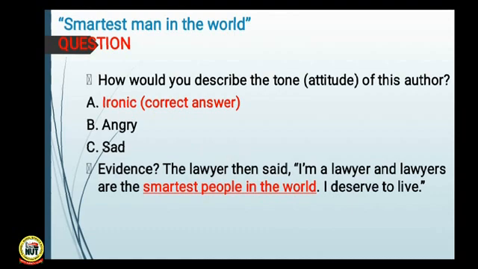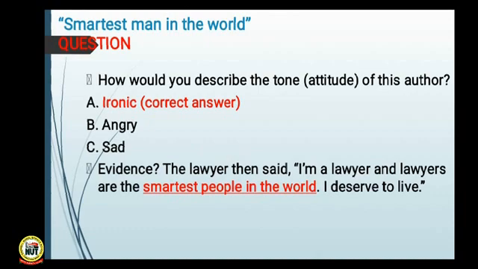We are looking at the smartest man in the world as the title of the passage. But the act displayed by the lawyer, is it an act of smartness or an act of foolishness? You understand? The lawyer then said, "I am a lawyer and lawyers are the smartest people in the world. I deserve to leave." So the attitude of the author in this passage is ironic. Opposite probably to what is meant.